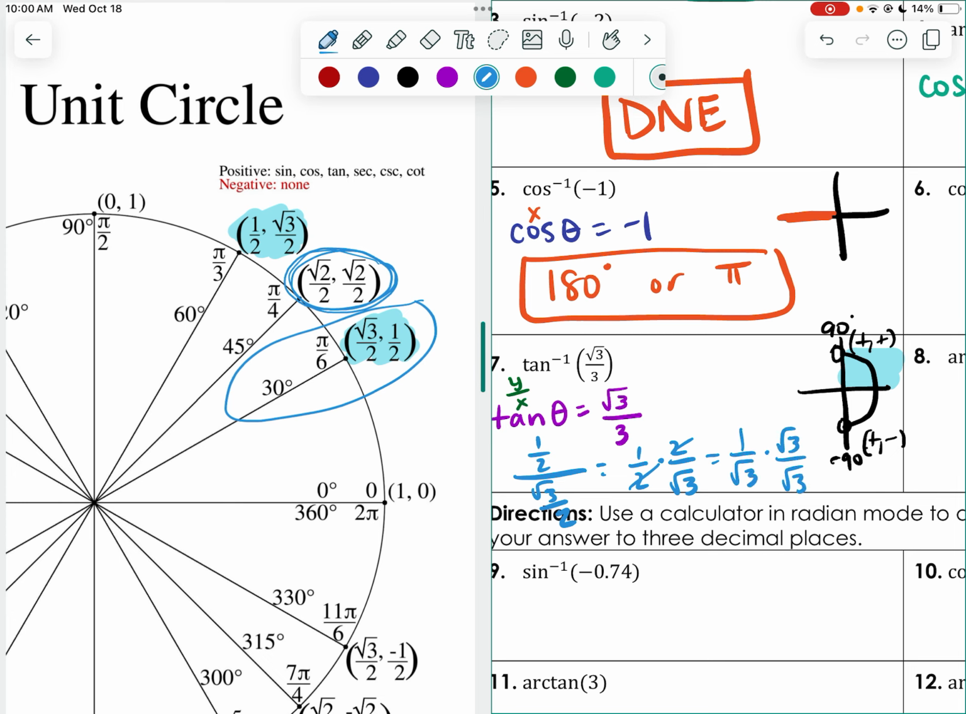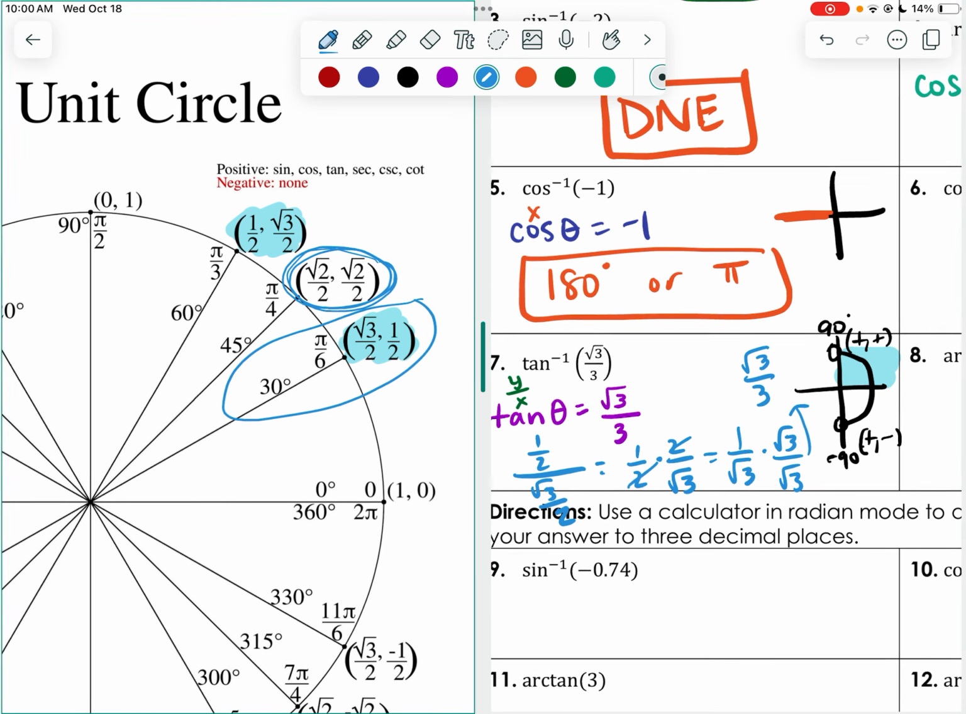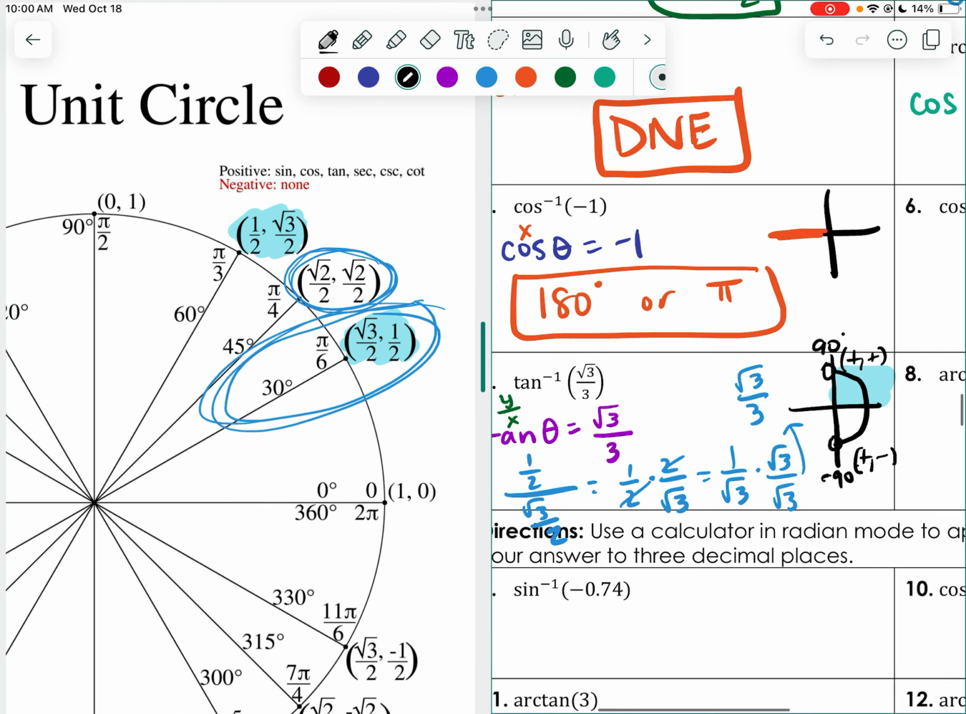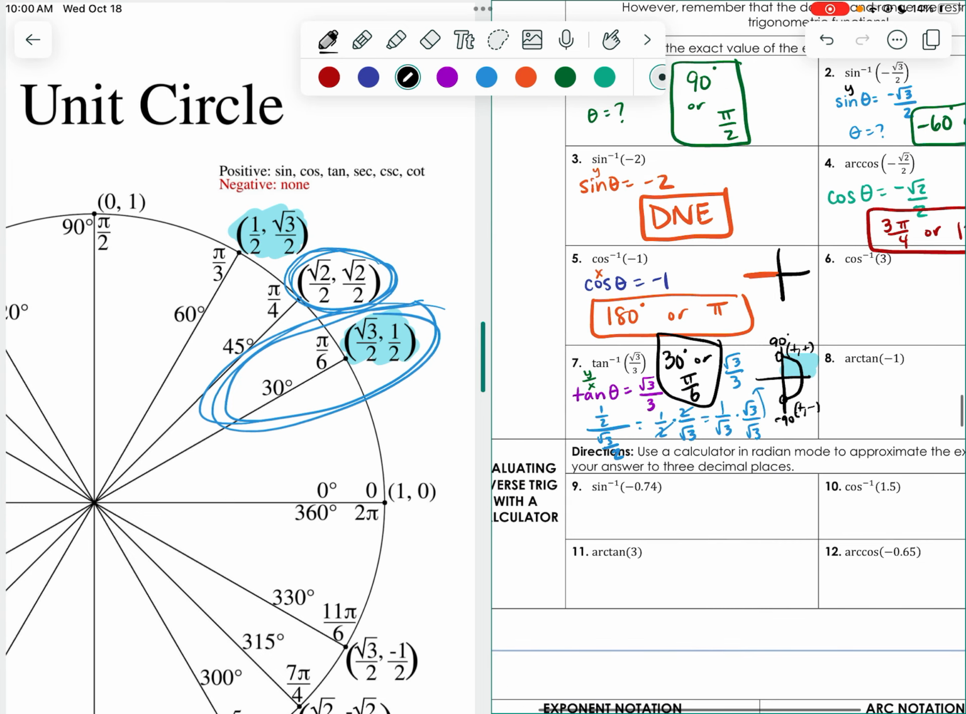Rationalize that. I'm running out of room, so let me go up here. We get root 3 over the square root of 9, which is 3. Okay, so that's actually what we wanted. That means the angle I picked, 30 degrees or pi over 6, is my answer. So just test it out, try it, and once you do a few of those, you might remember it.